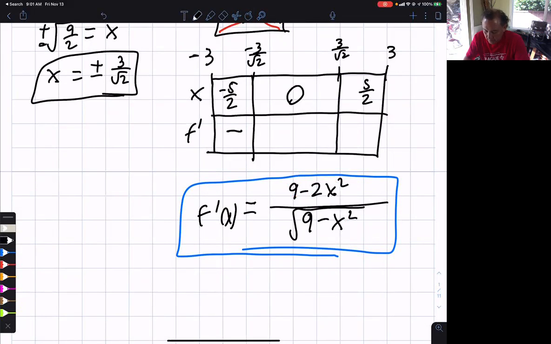0 is easy. You put a 0 here and a 0 here. It's positive over a positive. That's positive. And 5 over 2 will be the same as negative 5 over 2 because we're squaring it. So they both come out positive. And that ends up being negative.